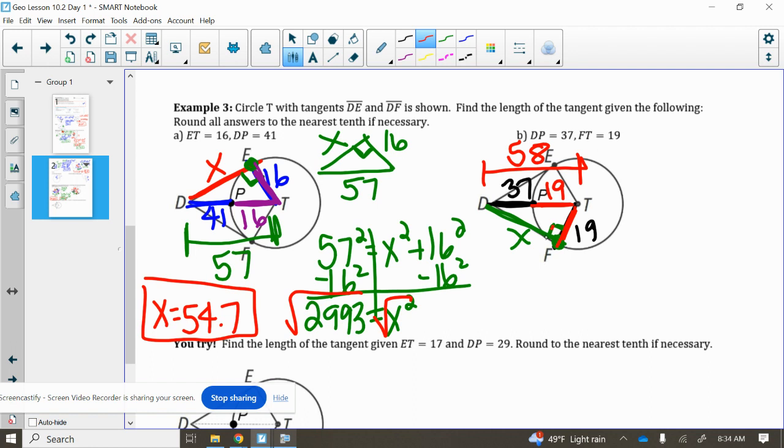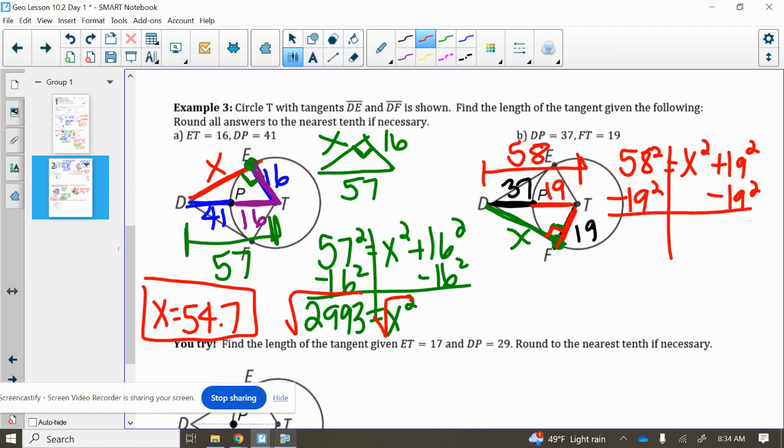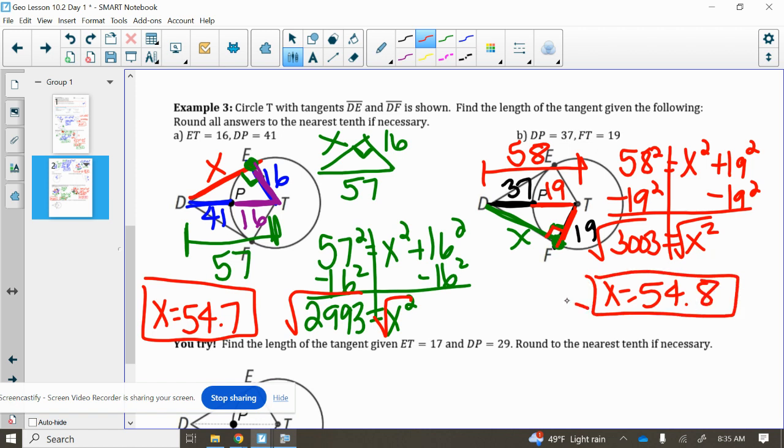That is, again, across from my right angle, so that is my C value. And then I'm looking for x squared plus 19 squared. Subtract over the 19 squared. 58 minus 19 squared is 3,003. And then we are going to square root that to get our final answer of 54.8 for our tangent segment length.